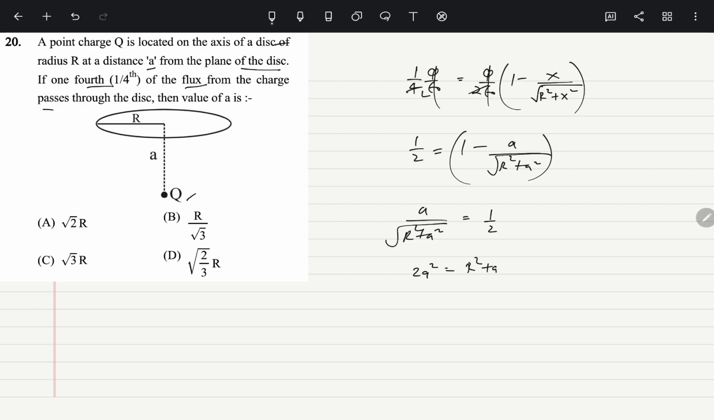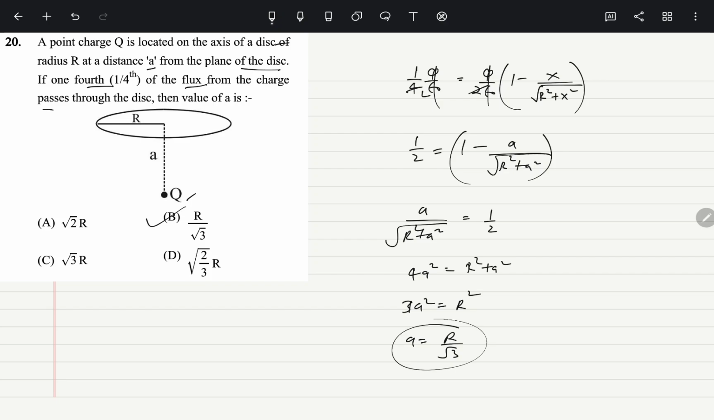So a by square root of r square plus a square is equal to 1 by 2. Squaring on both sides, we get 4a square equal to r square plus a square. So 4a square minus a square, 3a square, equals r square. So the value of a is equal to r by root 3. So r by root 3 is the answer.